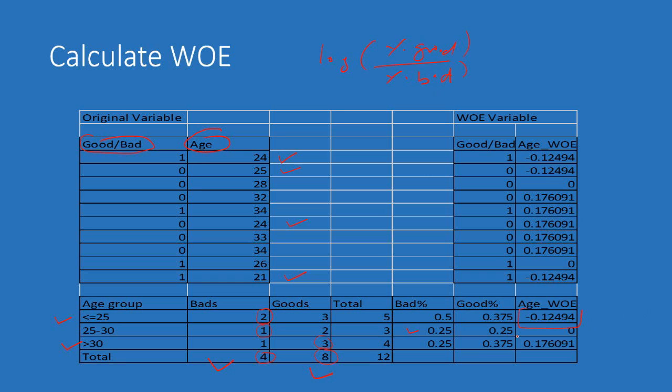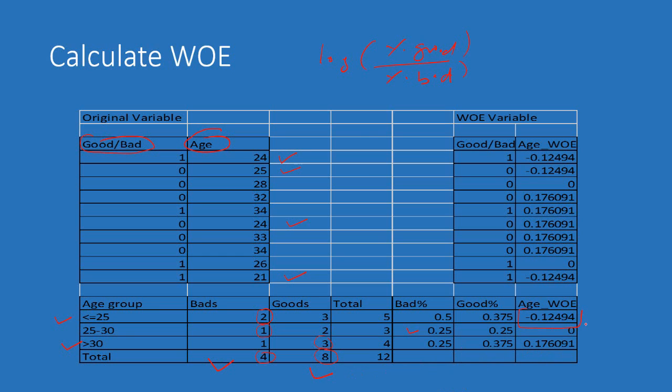For the next age group, the ratio will be 0.25 by 0.25, because the good percentage and the bad percentage in this age group are exactly the same, 0.25 and 0.25. It doesn't happen very often, but this is a special case. So that becomes logarithm of 1, and the WOE value is 0. And for the last age group, we have the WOE value as 0.17.